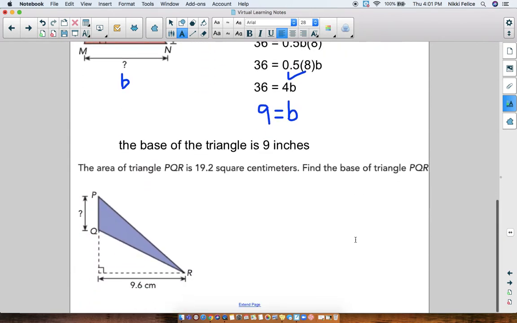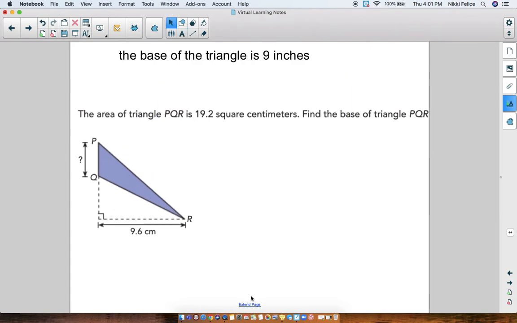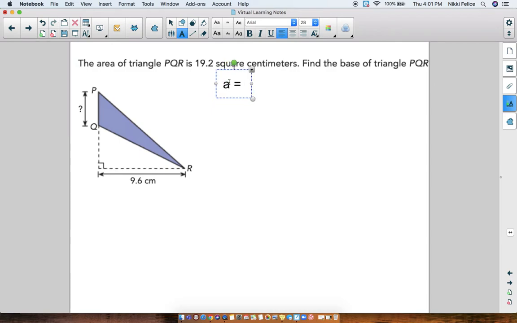Let's do one more together, and then you guys can do a couple by yourself. So right here, we're going to go down. The area of triangle PQR, here's my three corners, PQR, is 19.2 square centimeters. Let's write it down. Area equals 19.2 square centimeters.